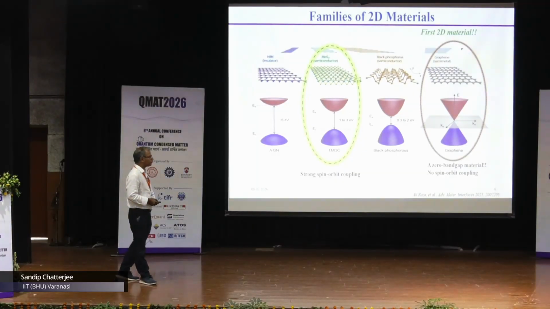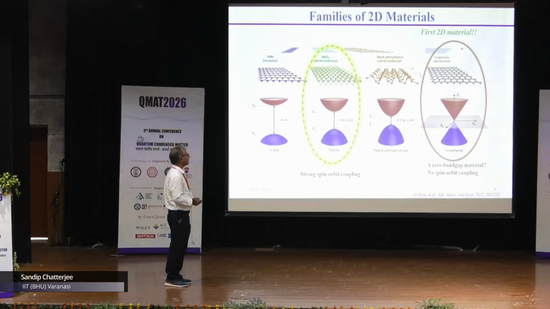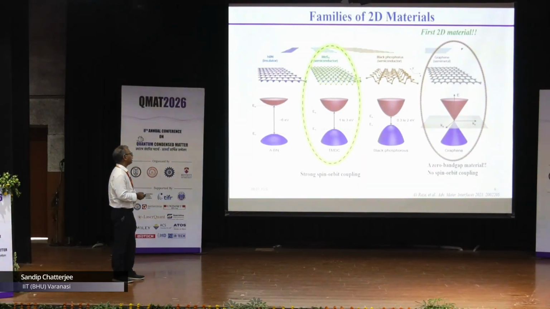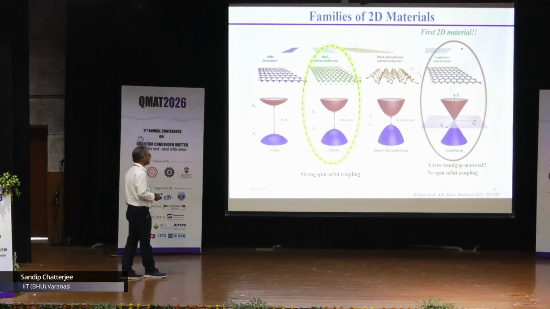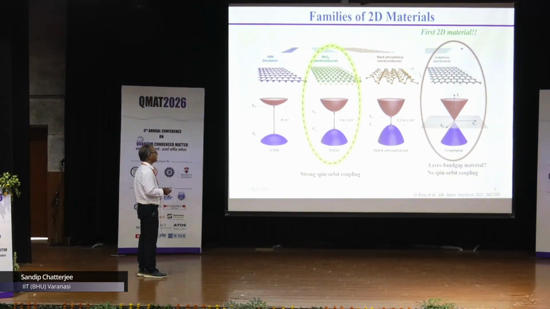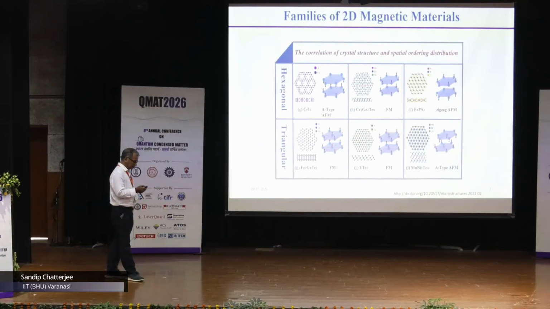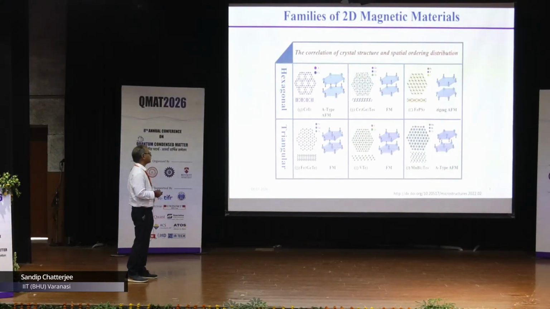The first discovered 2D material, as you know, is graphene, a semimetal with weak or no spin orbit coupling. Another is MoS2, which has strong spin orbit coupling and is also a very interesting material. Other 2D materials are black phosphorus and hexagonal boron nitride, which is an insulator. Other important 2D materials are CrI3 and Cr2, which are hexagonal, and FePS3, which are trigonal.